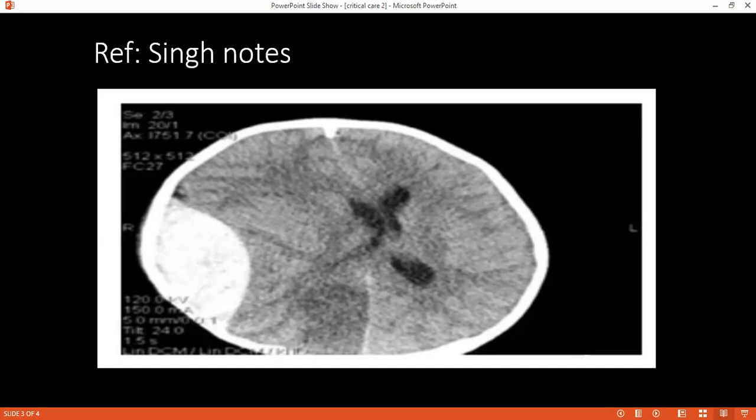How would you differentiate it from extradural hemorrhage? This actually depicts extradural. How would you differentiate it from the subdural? The subdural is actually crescentic in shape. Okay, good.